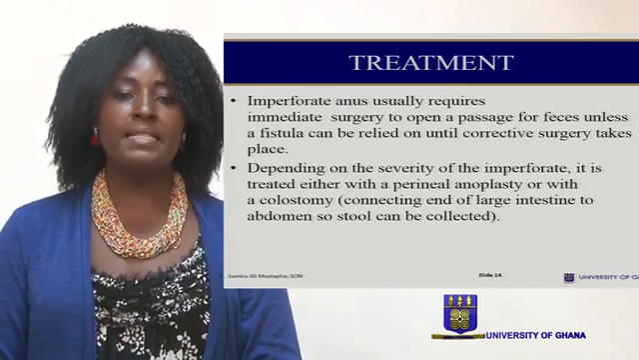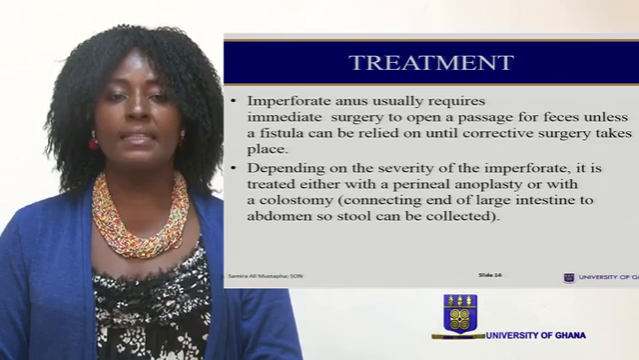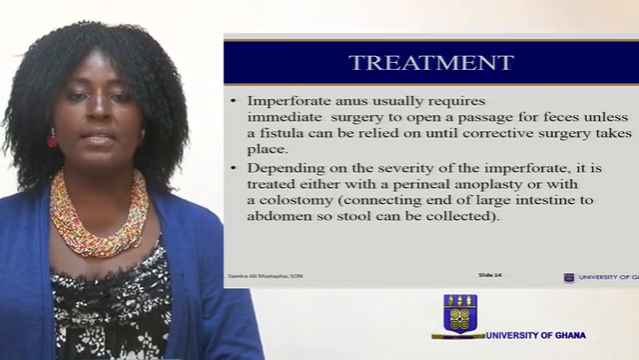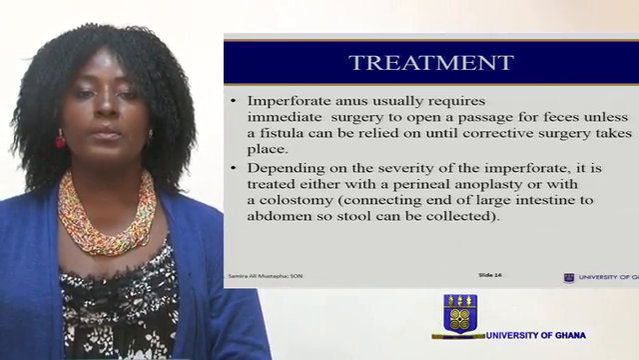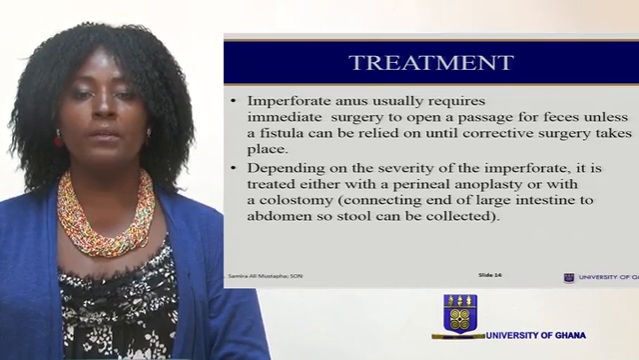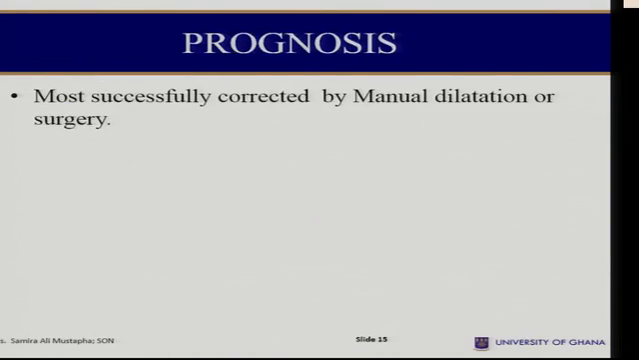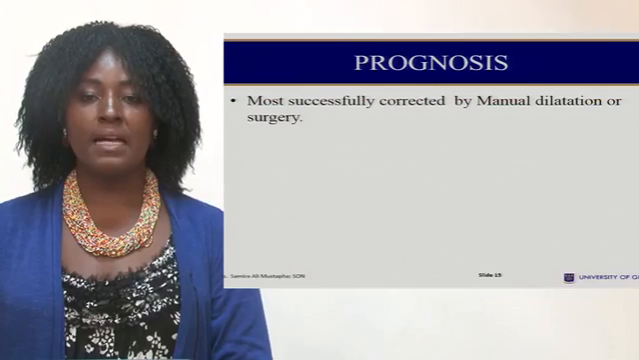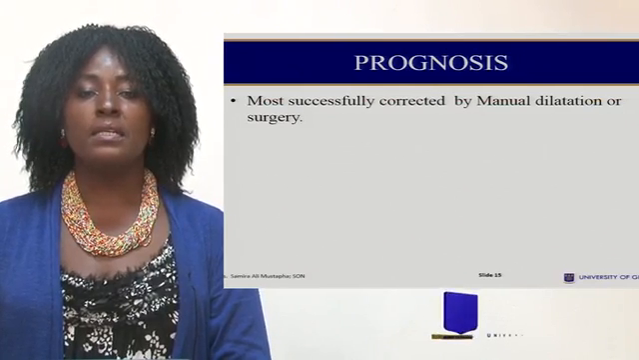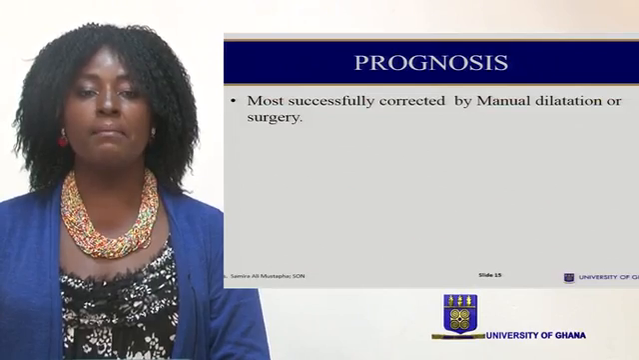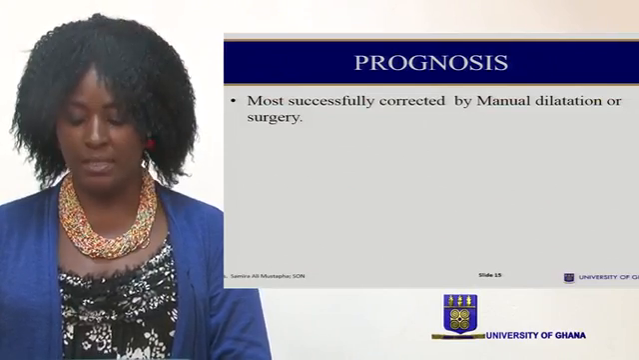The treatment basically is surgical in nature. Surgery is conducted to create the opening, or anoplasty, where there is no anus at all. In some cases there is the need for some form of dilatation if a membrane is covering it, and it is most successfully corrected by manual dilatation or surgery.